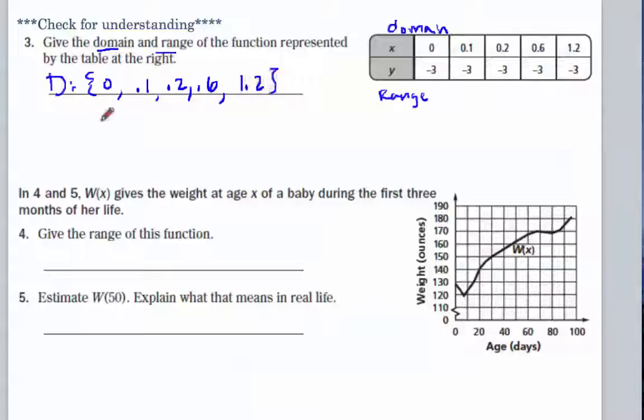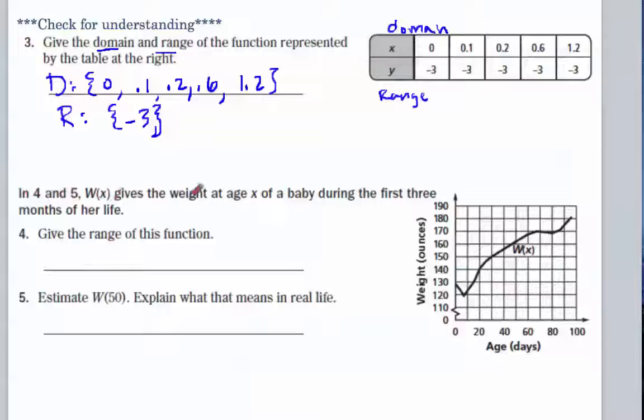All right, now to list the range, I see that they're all the same values here. So I don't need to list repeat values. In fact, I'm just going to keep it at -3, and that is sufficient to list the range of that function.